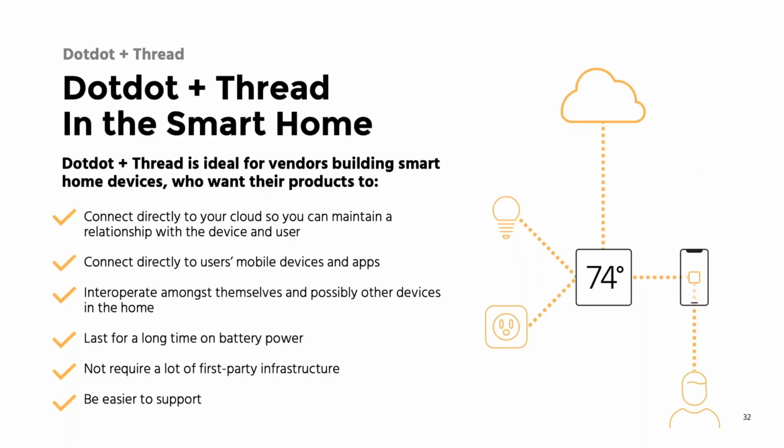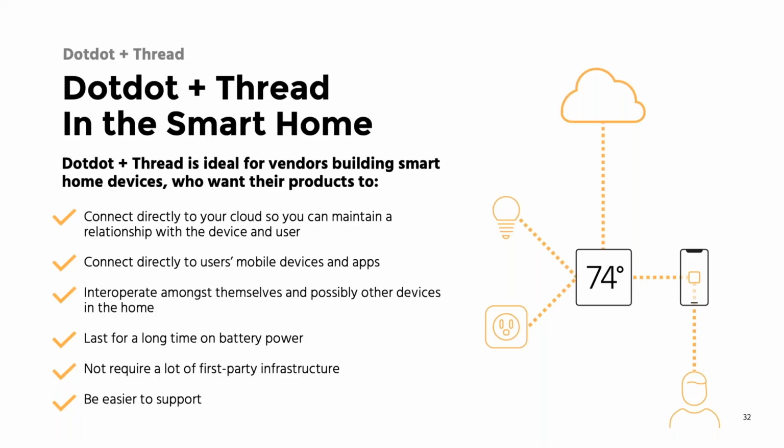So Thread and Dotdot brings all the benefits of Wi-Fi with additional value. It's IP, so it exists on the network and can talk out to your cloud, to users' mobile devices, whether they're in or out of the home. It has a common protocol in Dotdot for device-to-device interoperability, so you don't have to reinvent and support a proprietary protocol, and can talk to other devices. And it's built for lightweight, resource-constrained devices, so it's great for battery-powered products, and it requires less infrastructure.